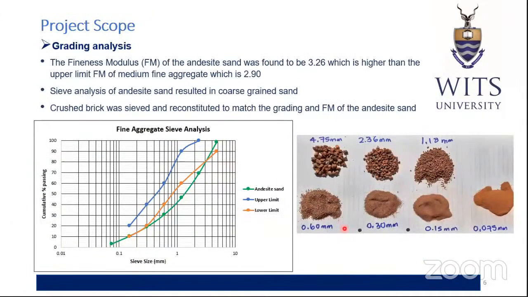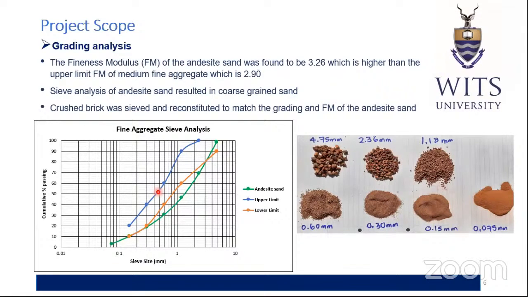The third part of our project scope required determining the grading analysis of the andesite sand. The sieve analysis resulted in the grading presented by the green line as shown on the graph. It's below the upper and slightly below the lower limit, which was found from the literature. The fineness modulus FM of the andesite sand was found to be 3.26, which is higher than the upper limit FM of medium fine aggregate, which is 2.90. Sieve analysis of andesite sand resulted in coarse-grained sand.